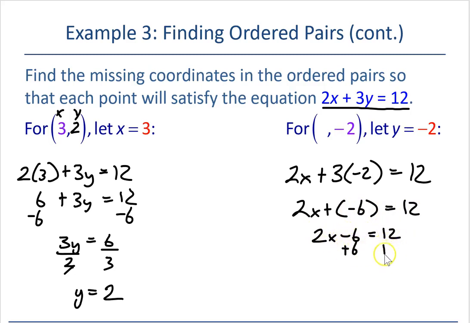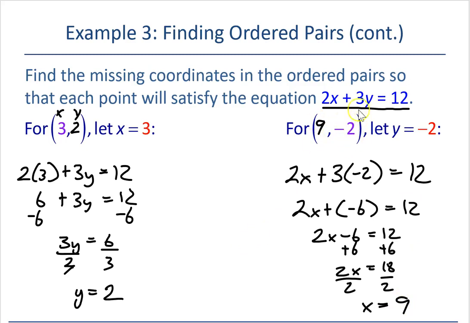So let's add 6 to both sides. Okay, that's going to give us 2x equals 18. Divide by 2 off both sides, and we get x equals 9. There we go.